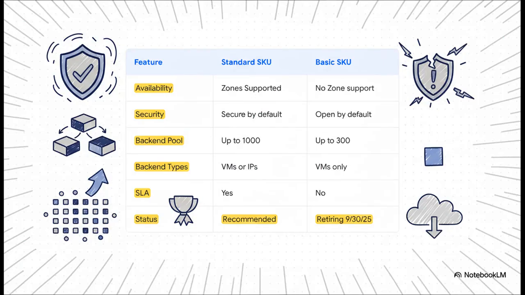Okay, pay attention to this slide because it's important. When you create a load balancer, you have a choice, basic or standard. The takeaway here is simple. You should always choose the standard SKU. Seriously. The basic one is being retired, it has no service level agreement, and it's open to traffic by default, which is a big no-no for security. Standard is secure out of the box, way more resilient, and scales much, much bigger. It's the only real choice for production.